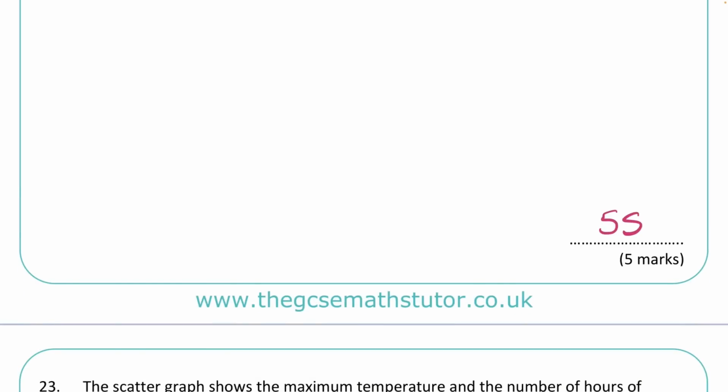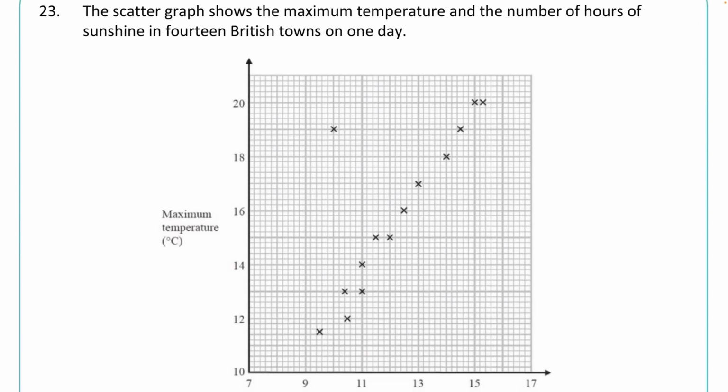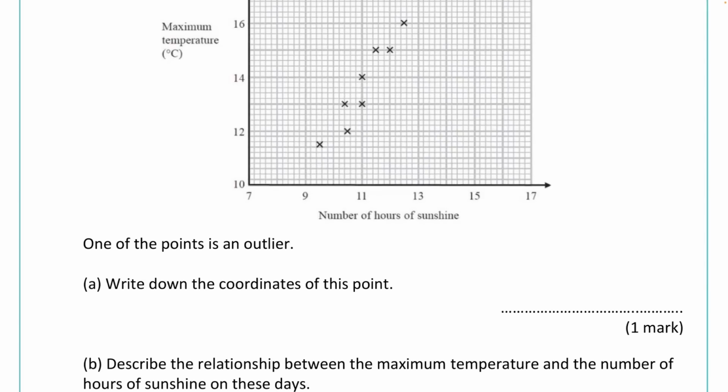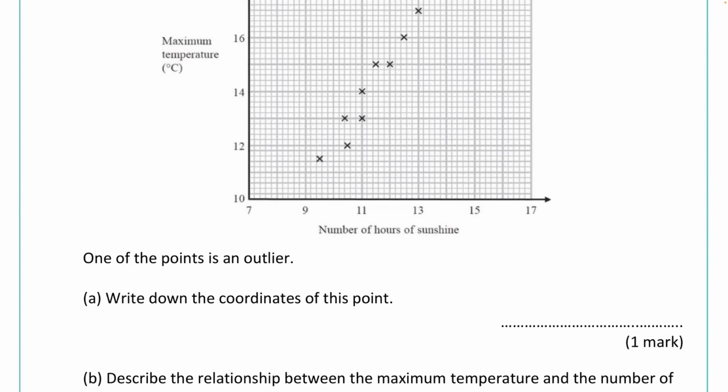Okay, our next question is looking at a scatter graph. It says the scatter graph shows the maximum temperature and the number of hours of sunshine in 14 British towns on one day. It says one of the points is an outlier. Write down the coordinates of this point.